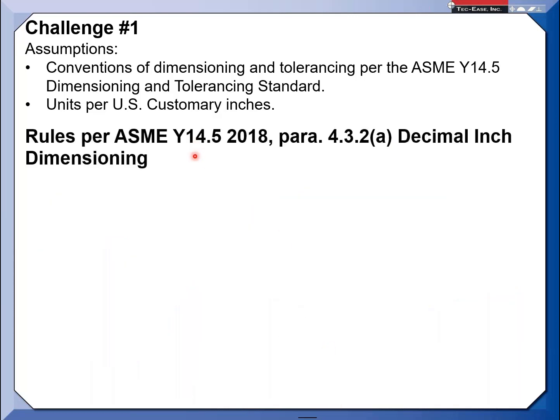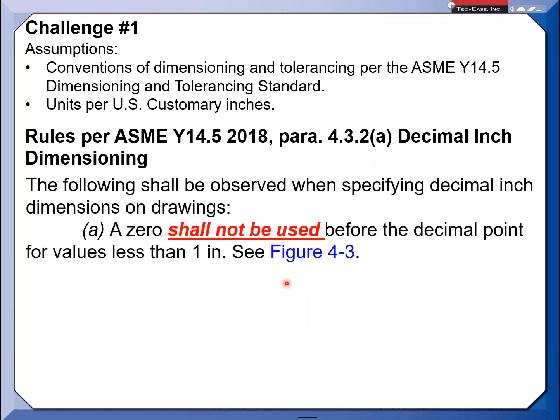Based on that, I just want to cover some rules, the reason being that there were some submissions and they were talking about this. So we do have rules in the 14.5, and I'm stating it per the latest standard, which is currently 2018. Paragraph 4.3.2, we do have rules depending upon whether inch base or millimeter base. The following shall be observed when specifying decimal inch dimensions on drawings: a zero shall not be used before a decimal point value less than 1. These are some of the conventions and rules that the drawings you were looking at were based upon. So, putting a stake.